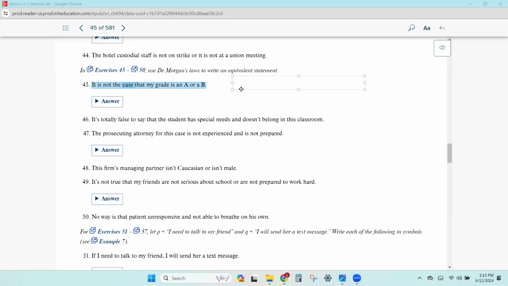So this is essentially P, my grade is an A, Q, my grade is a B. So then what this is, not P or Q. That is not the case means it's negating everything that comes after it. All right. Otherwise, it would have said my grade is not an A, or my grade is not a B, or they would have said something different. But that is not the case means the whole thing is being negated.